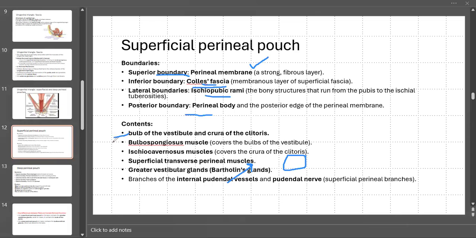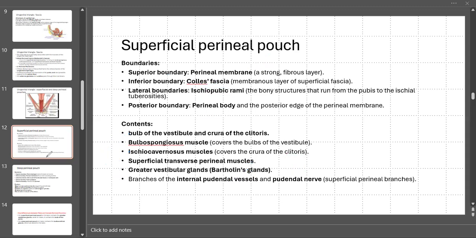No matter what, you have to cram the contents and make strong concepts. Remember that the contents of the superficial and deep perineal pouch are very, very important. You should know the difference between male and female. We have bulbospongiosus muscle, we have ischiocavernosus muscle. I will show you the picture I've told you. Then we have superficial transverse perineal muscles. All three we have memorized just in the previous slide. Then we have Bartholin gland in the superficial perineal pouch, and branches of the internal pudendal vessels and the pudendal nerve are also present here.